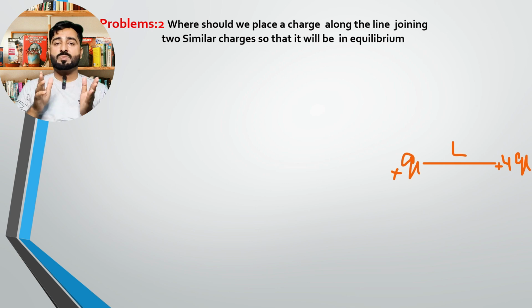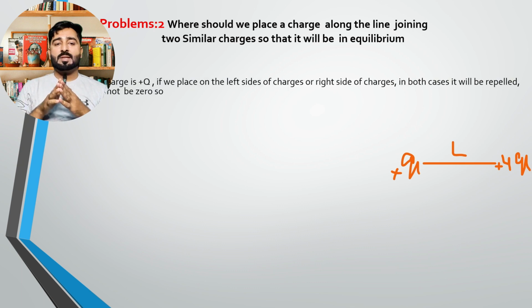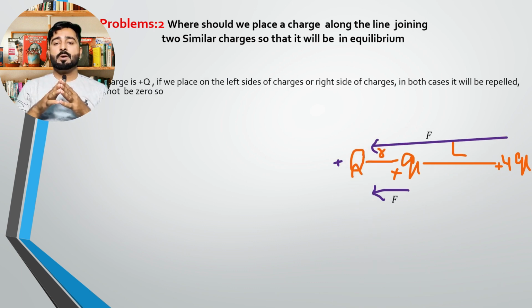Let's move towards the first one. Suppose the third charge is plus q. If we place it on the left side of the charges or the right side of the charges, in both cases it will be repelled and the net force will not be zero. So this possibility will not work, and then let's move towards our second possibility.